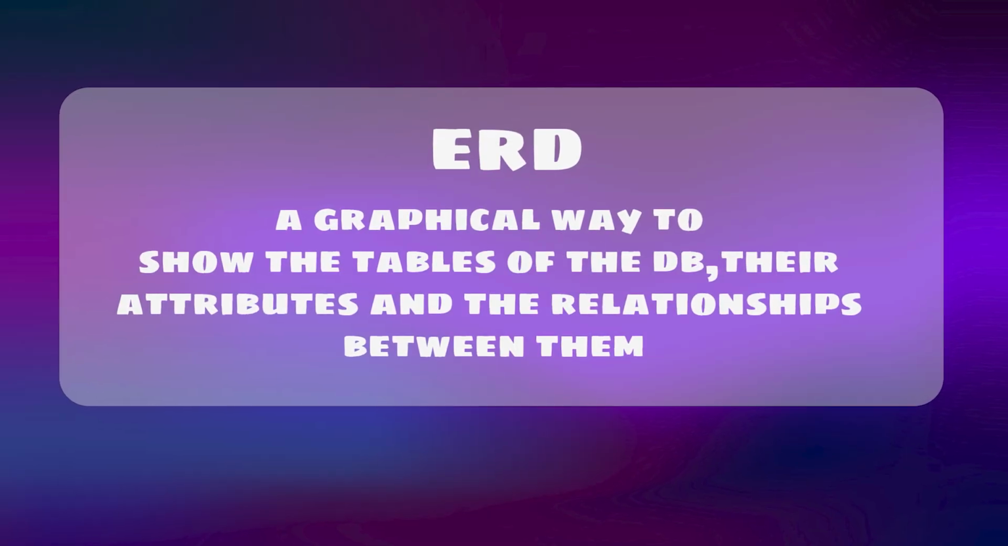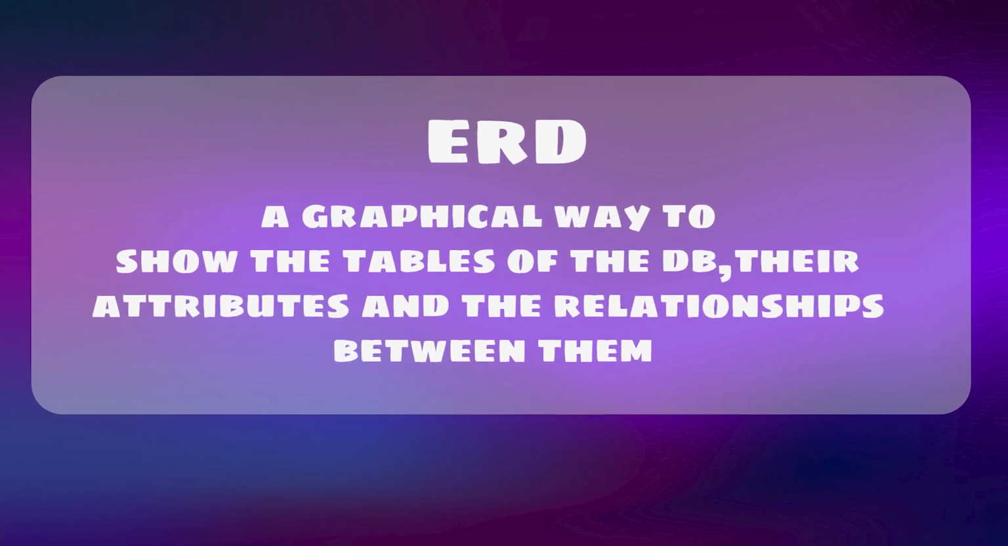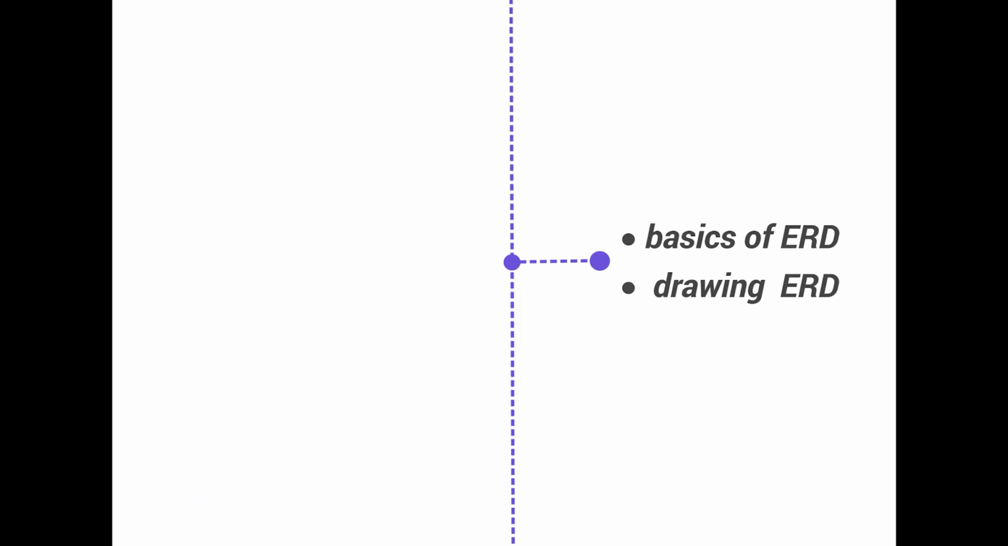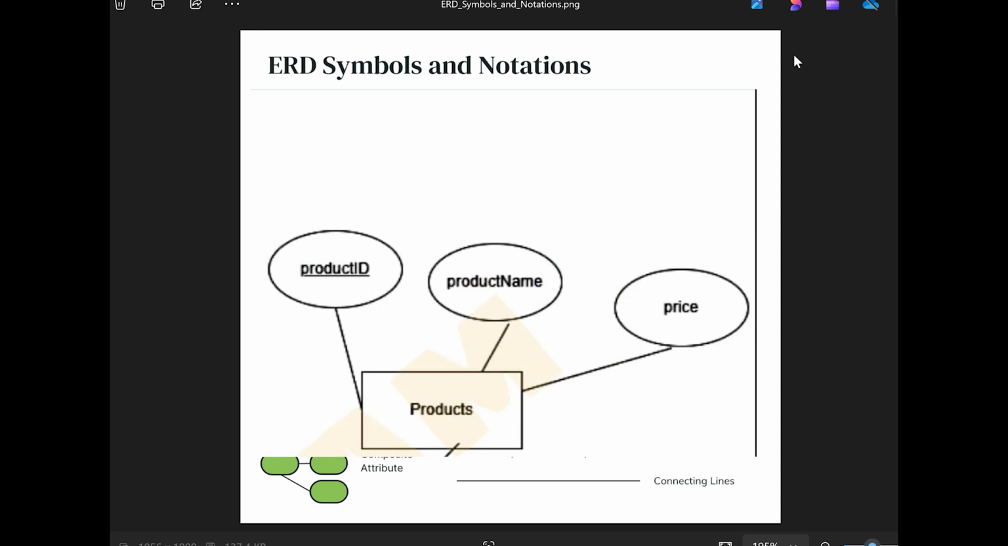The ERD is a graphical way to show the tables of the DB and their attributes and the relationships. Before we draw the ERD for our project, we will explain some concepts and symbols we need. Then we will apply this in our project. These are the symbols we use to draw the ERD. First, we represent a table as a rectangle in ERDs, and from each rectangle, we draw a line to each attribute in an oval shape. For example, we have here the product table and its attributes.